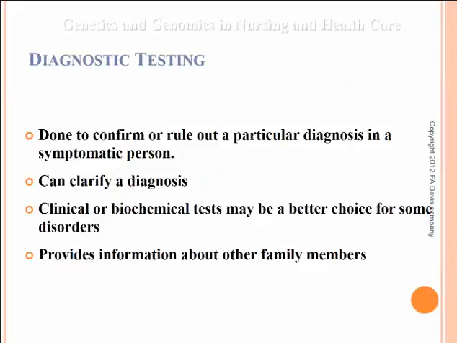Okay, diagnostic testing. That's done to actually confirm the diagnosis or rule out a particular diagnosis in a symptomatic person. It can clarify your diagnosis. The clinical or biochemical tests actually might be called in to confirm the test, or it might be a better choice for some disorders. I'm thinking about cystic fibrosis, where we still use the sweat chloride test that really gives us an accurate diagnosis. It also can provide information about other family members.